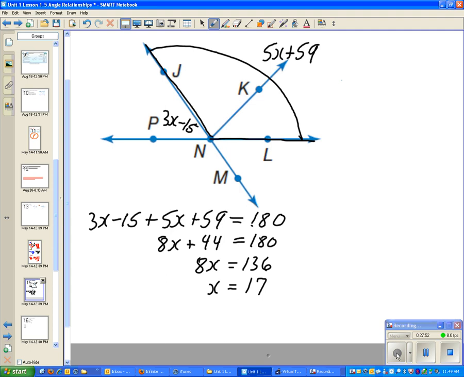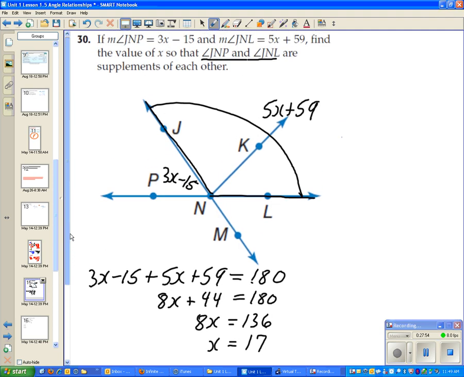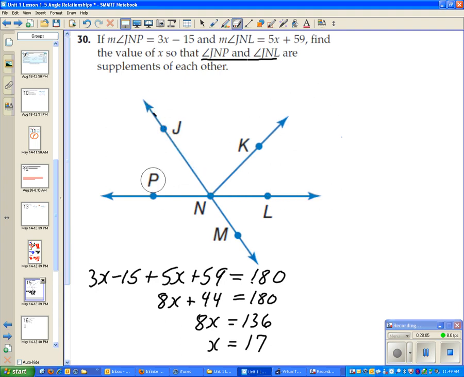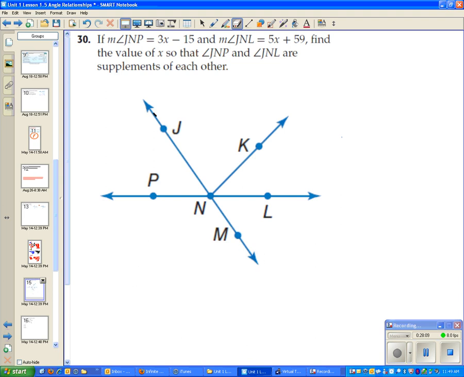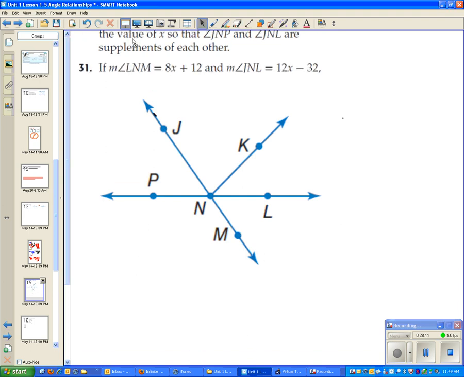Okay. Any questions on 30? We've got 2 to go. So are there any questions on this one? No. All right. Once again, erase the measures you have on your drawing because we're going to put new ones on there.